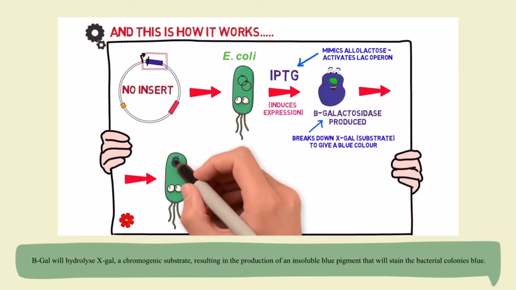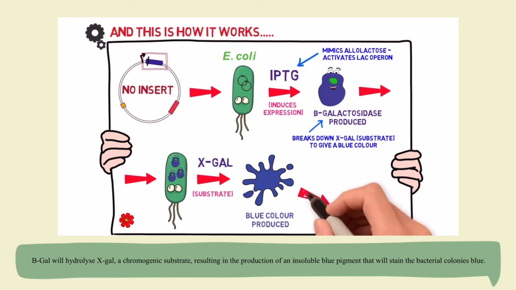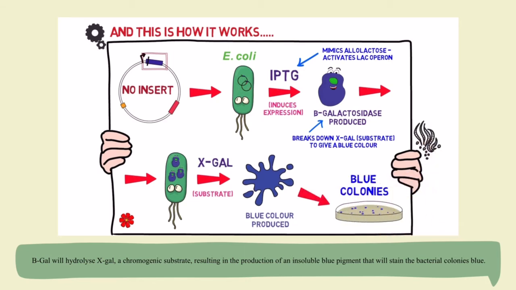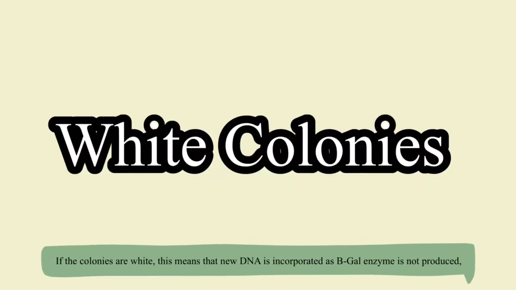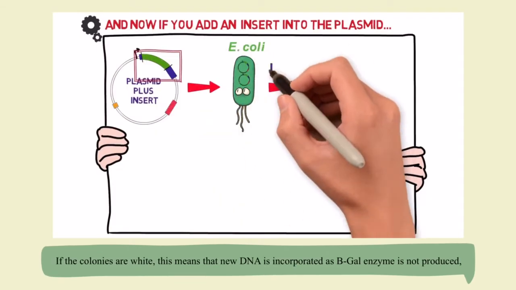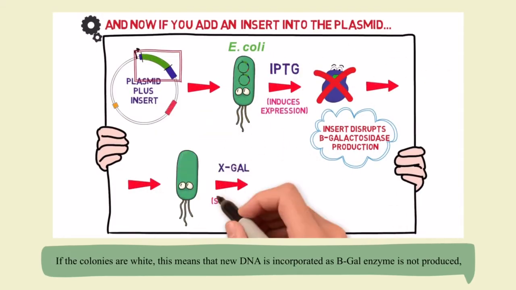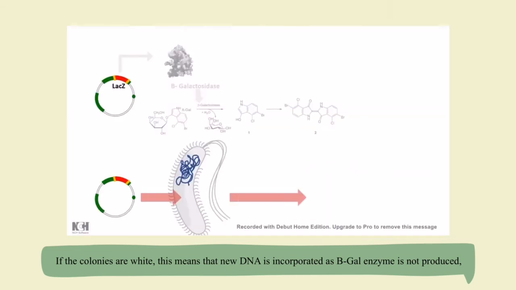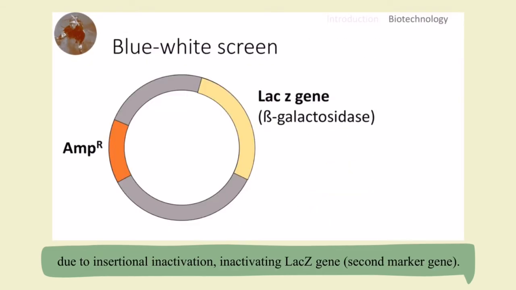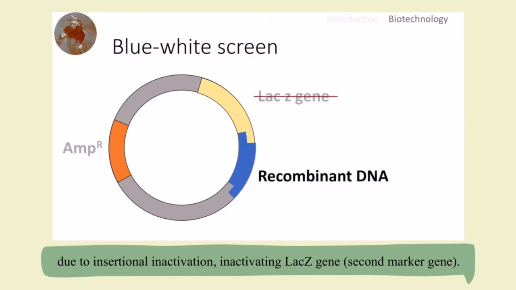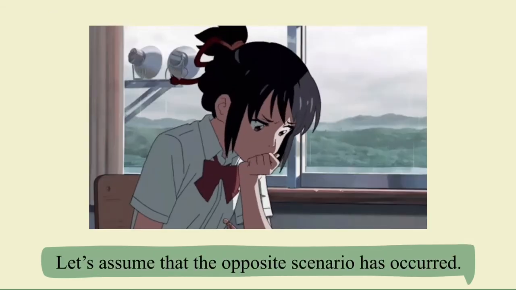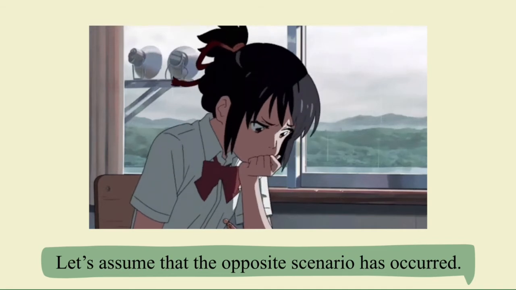Beta-galactosidase will hydrolyze X-gal, which is a chromogenic substrate, resulting in the production of an insoluble pigment that will stain the bacterial colonies blue. If the colonies are white, this means that new DNA has been incorporated, as the beta-galactosidase enzyme is not produced due to insertional inactivation inactivating the lacZ gene, which is also known as the second marker gene. Let's assume that the opposite scenario has occurred.